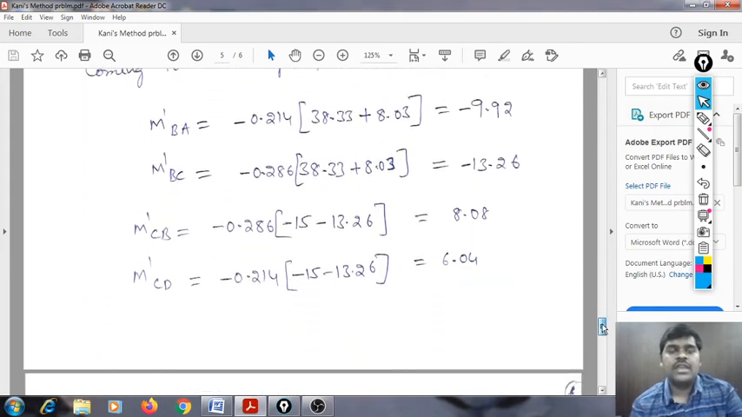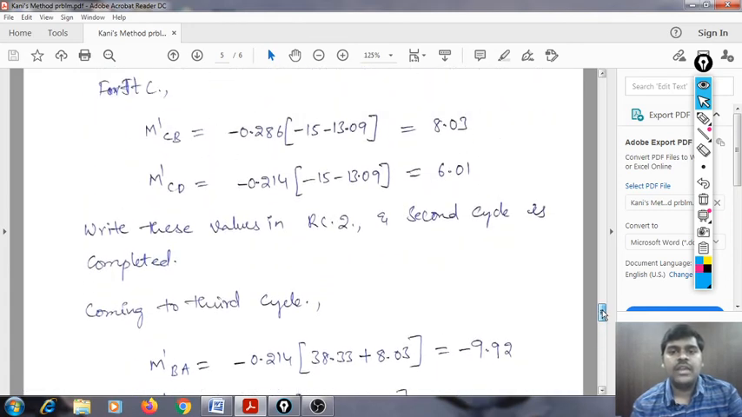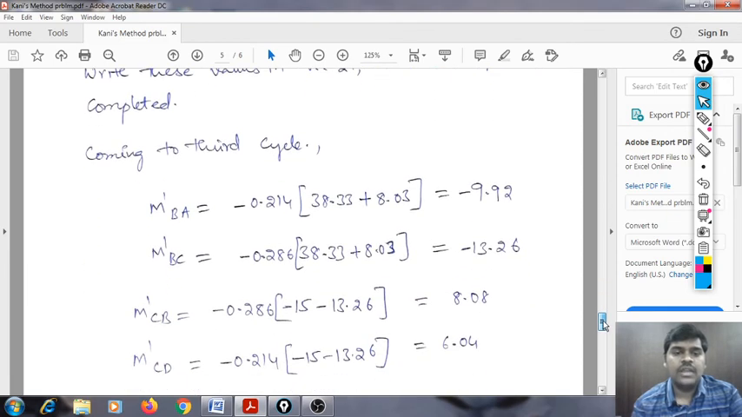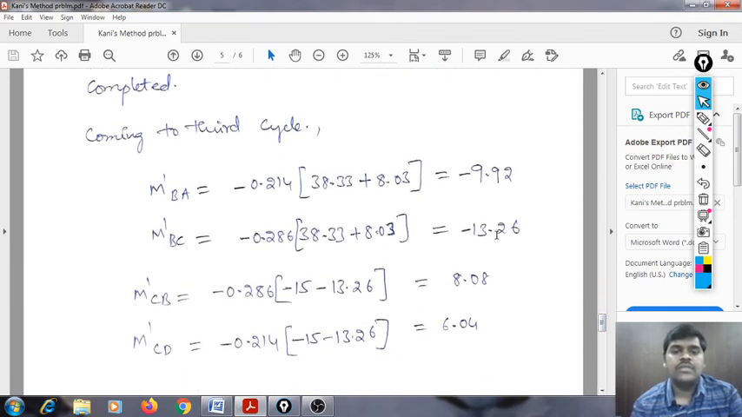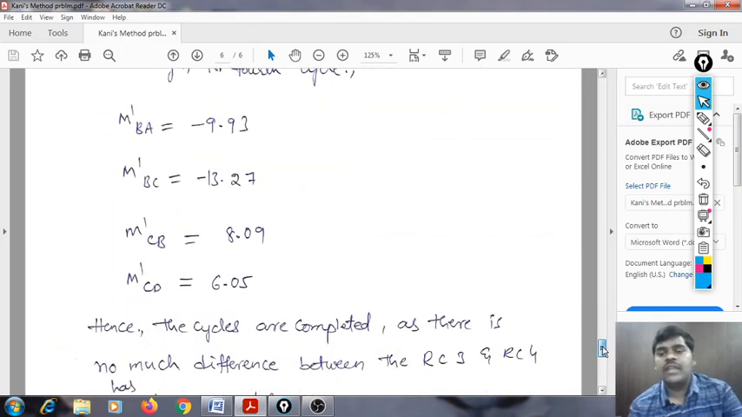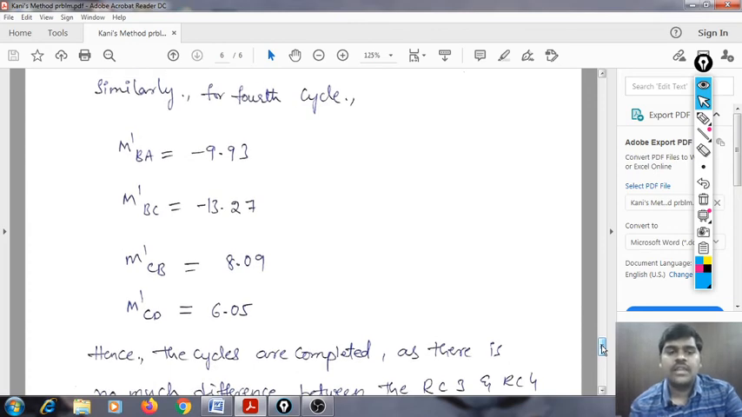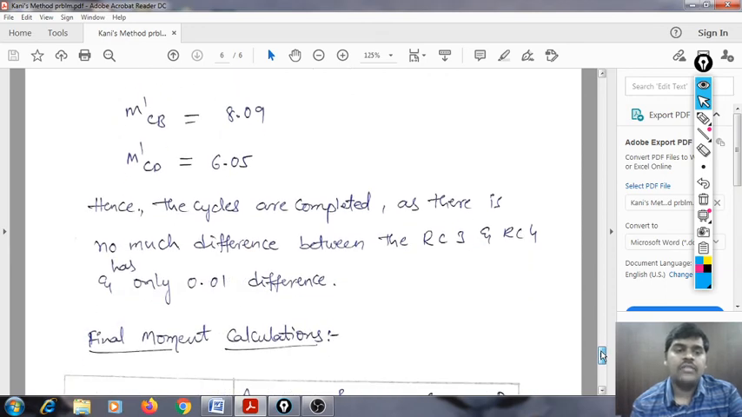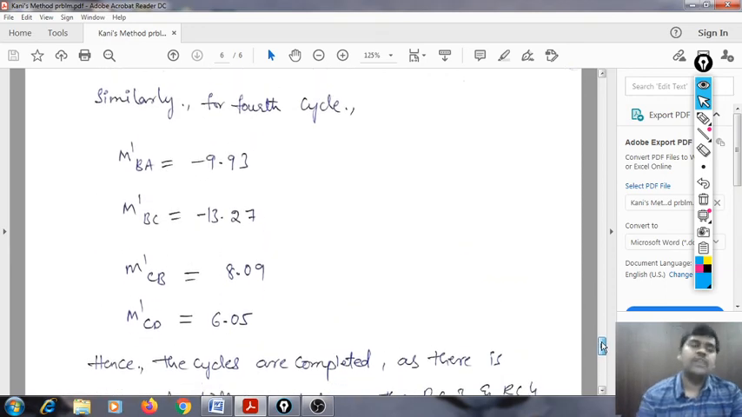Coming to the third cycle, again we are writing like this: the 8.03 is the value which we got in the second cycle, and we are using it here for the third cycle. Again minus 13.26 is used here. This is a small logic in Kani's method. Similarly, the fourth cycle is also done. I haven't made any calculations. The third and fourth cycles don't have much difference, so we are finalizing the fourth cycle of the moments.